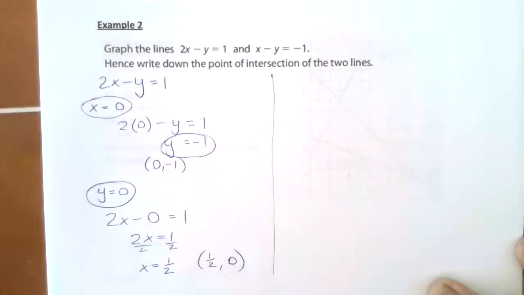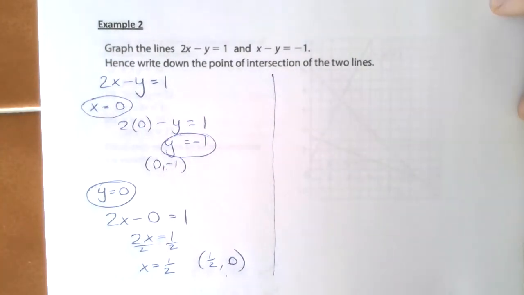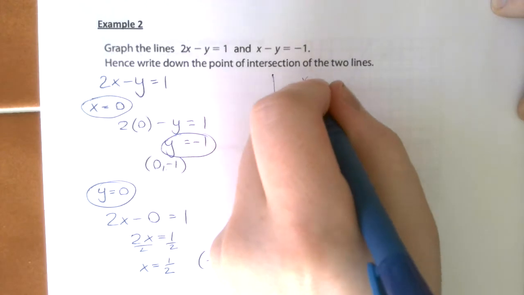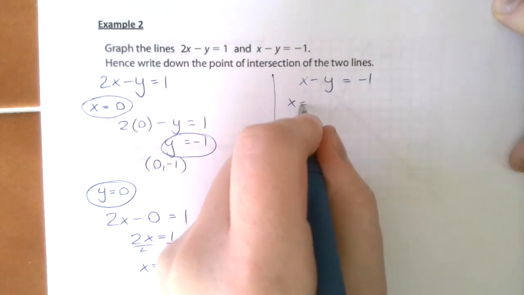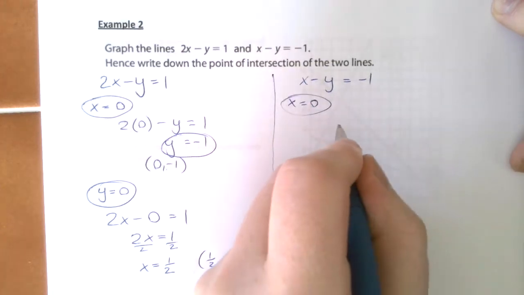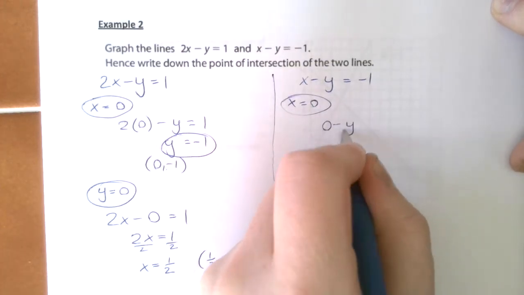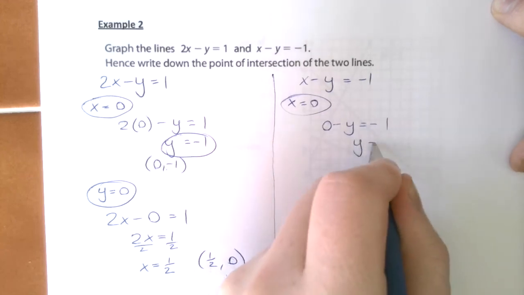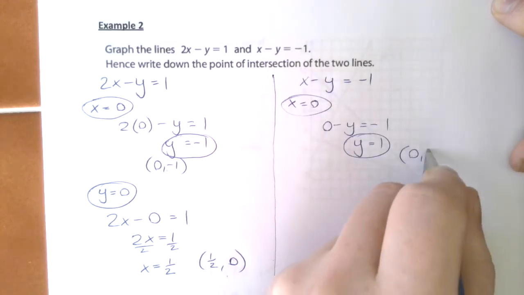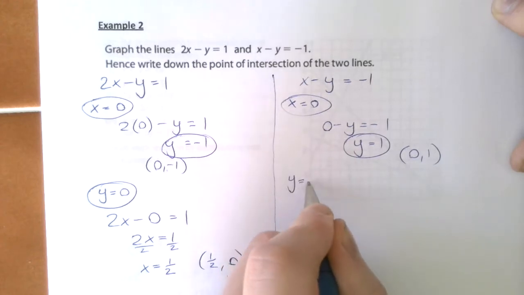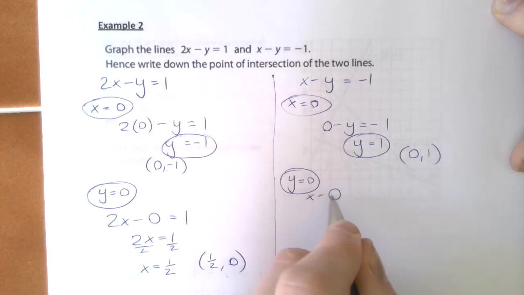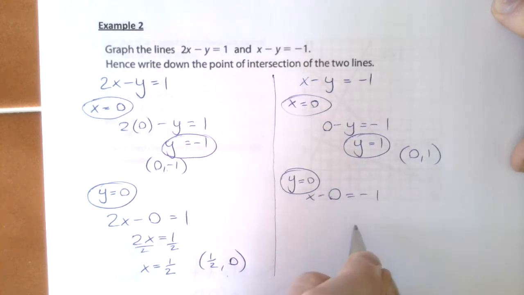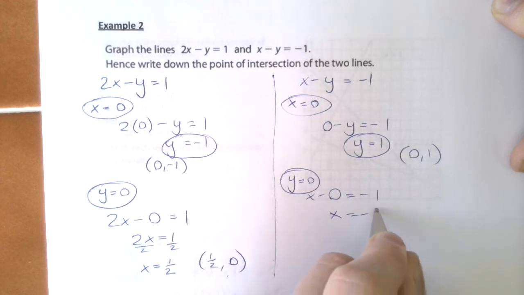Then I also need to find 2 points on the other line. So we'll write the line down first of all. And then we are going to let x equal to 0 and find our y value. So it's going to be 0 minus y is equal to minus 1. So y is equal to plus 1. So my point is 0, 1. And then we're going to let y equal to 0 and find the x value. So it's going to be x minus 0 is equal to minus 1. So x is equal to minus 1. So the point is minus 1, 0.